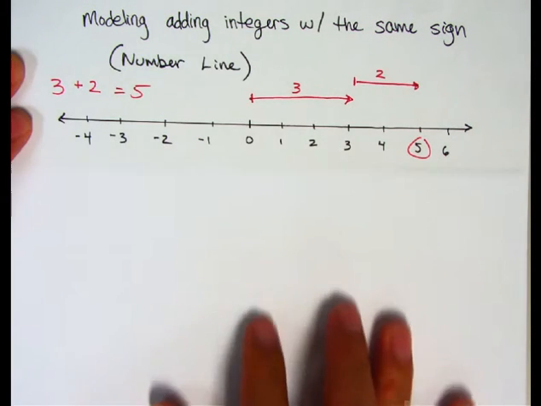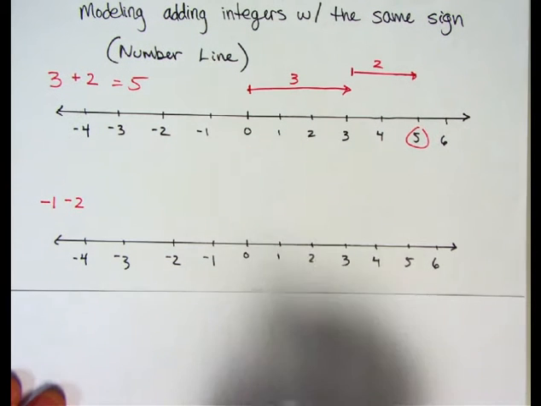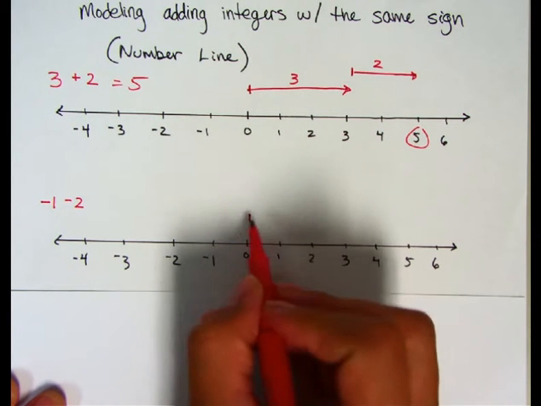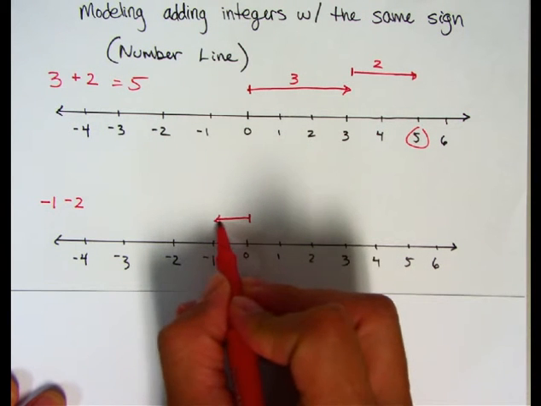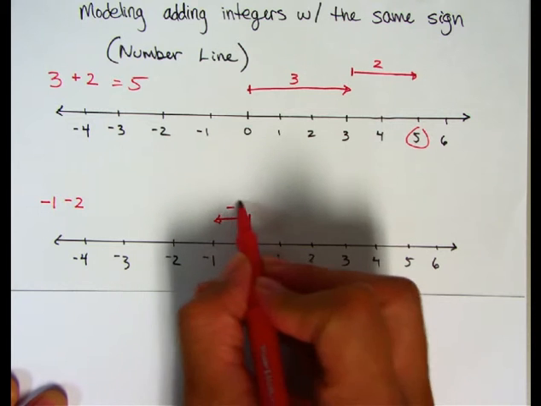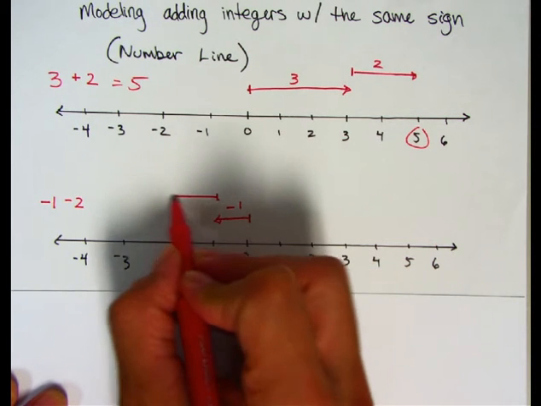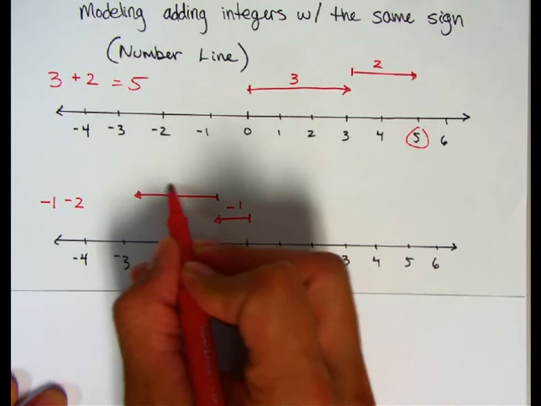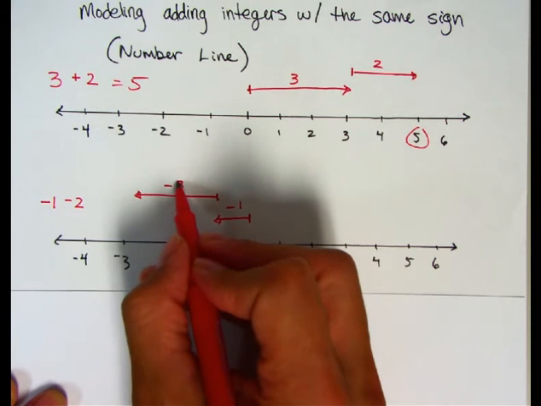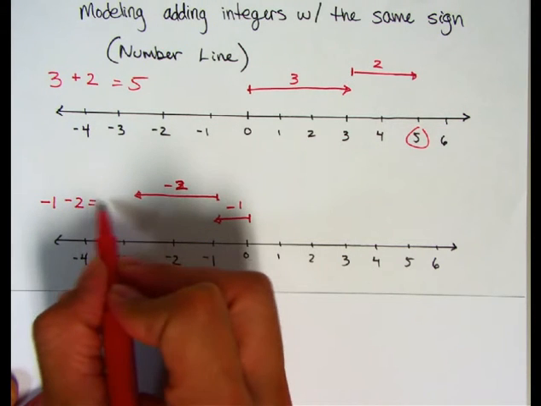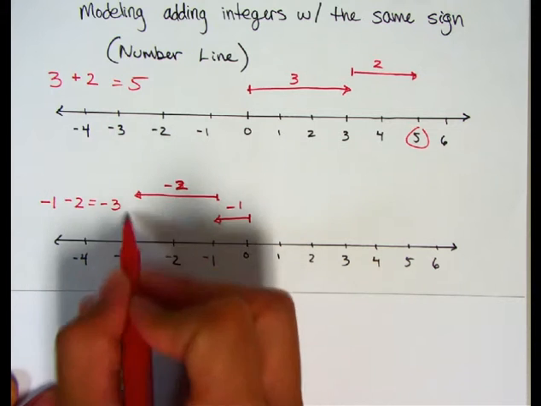Let's take a look at negatives. If I start at 0, I go negative 1, that's in the left direction, okay? And then I go another negative 2, so I start here and I go 2 more into the left direction. Oops, sorry, that's 2 there. And I should have a total answer of negative 3 is where I end up.